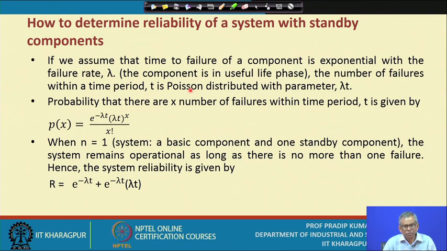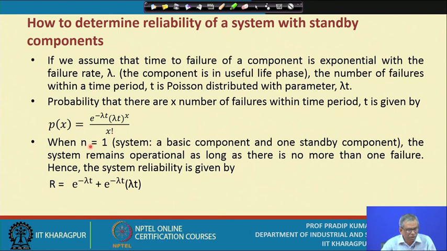That means the distribution is Poisson with this parameter lambda t. You can assume the probability that there are x number of failures within time period t is given by the Poisson mass function, that is p(x): the probability that there will be x number of failures is e to the power minus lambda t, times lambda t to the power x, divided by factorial x.